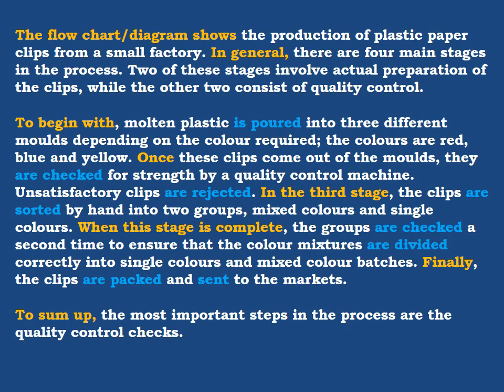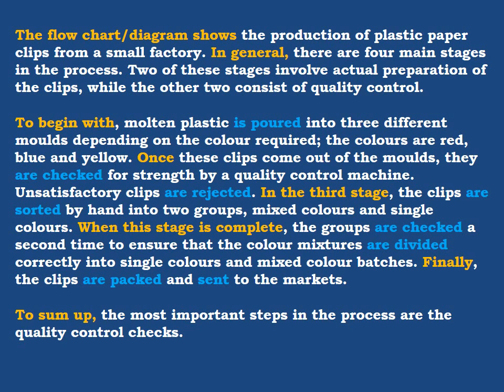So the flow chart or the diagram shows, now what does it show? The production of plastic paper clips from a small factory. You can add from a small factory or from a big factory or whatever. The major thing is that it is about the production of plastic paper clips. Again, general idea. In general, there are 4 main stages in the process. If you go through the flow chart, you can find that there are 4.